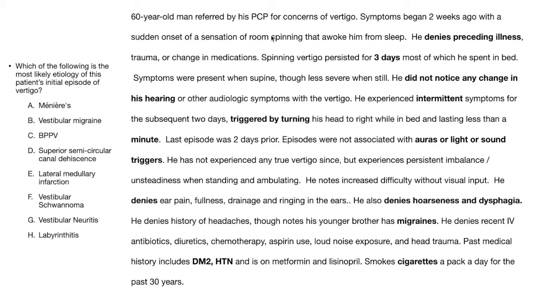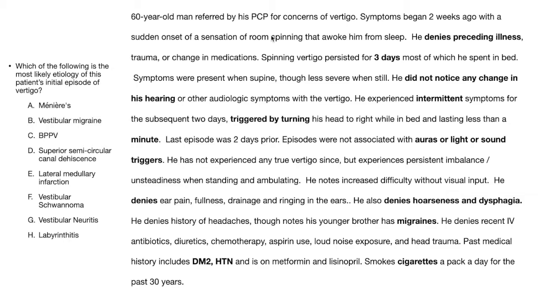A 60-year-old man referred by his PCP for concerns of vertigo. Symptoms began 2 weeks ago with a sudden onset of sensation of room spinning that awoke him from sleep. He denies preceding illness, trauma, or change in medication. Spinning vertigo persisted for 3 days, most of which he spent in bed. Symptoms were present when supine, though less severe when still. He did not notice any change in his hearing or other audiologic symptoms with the vertigo.